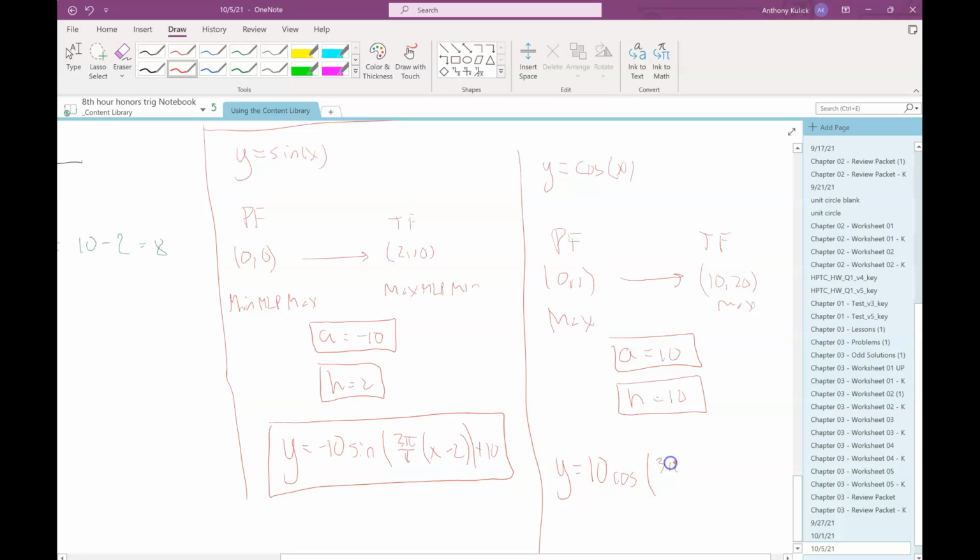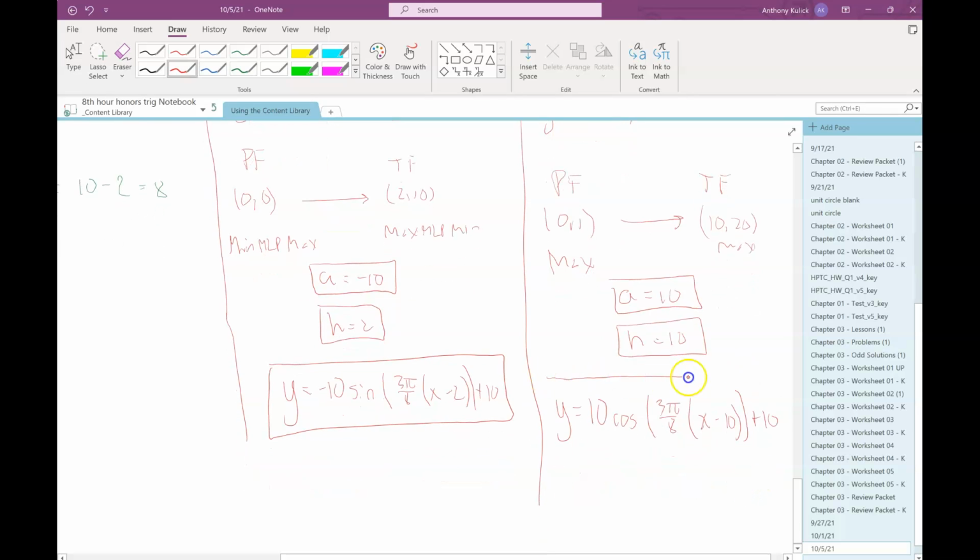Again, are there other answers other than these? Of course there are. Depending on which points you used to find your h and sign on A, you may get a different answer. But everybody's k, everybody's c, and everybody's absolute value of A should be the same. The sign of A may change depending on the points you used, and the value of H can change depending on the points you used.